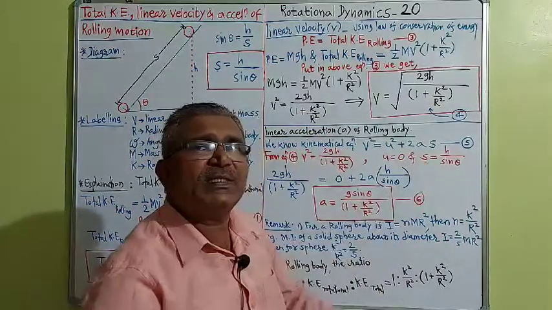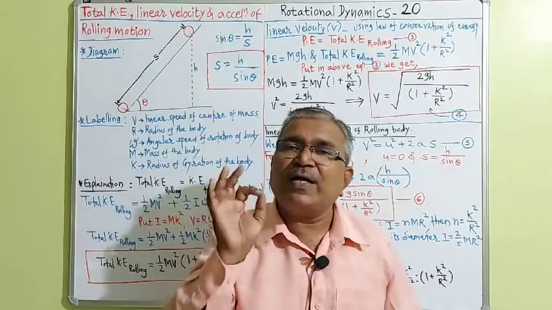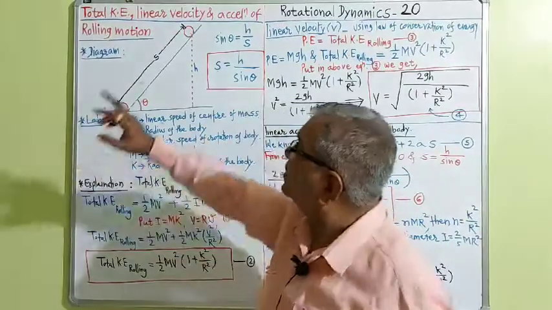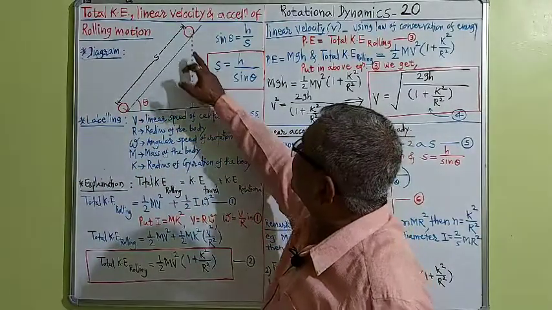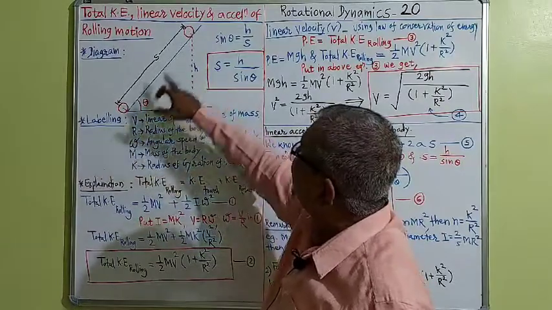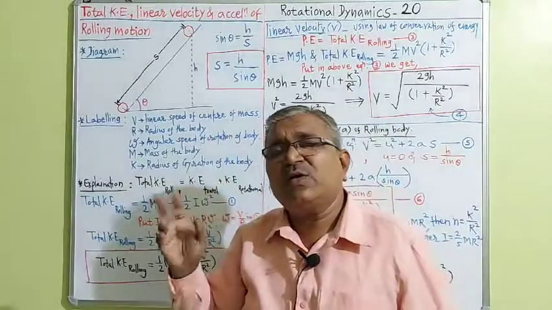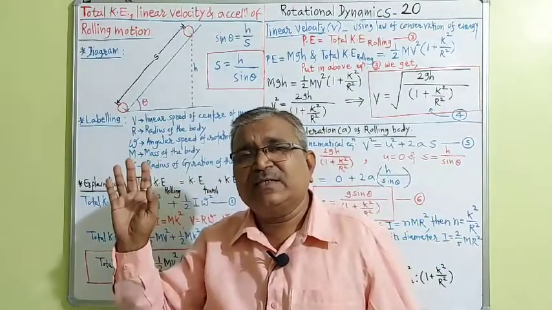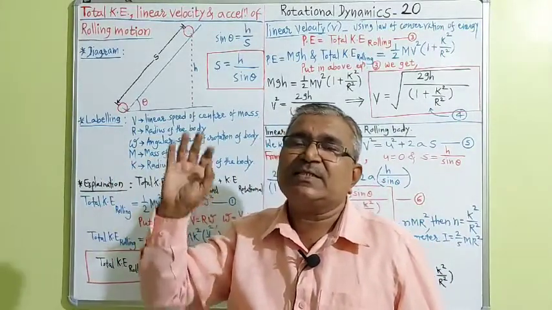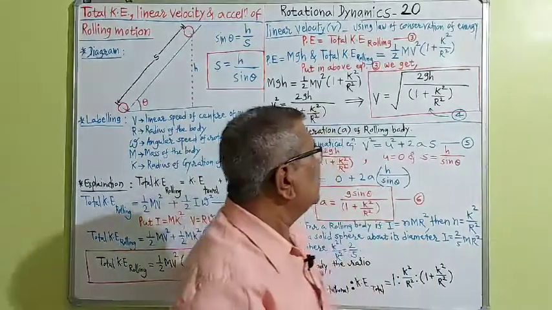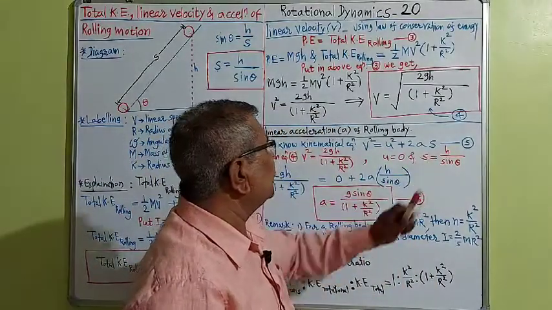What is the value of displacement s? The value of displacement s that we have calculated here by making use of such a triangle, we get s is equal to h upon sin theta, that we have calculated earlier near the diagram. So s is equal to h upon sin theta.